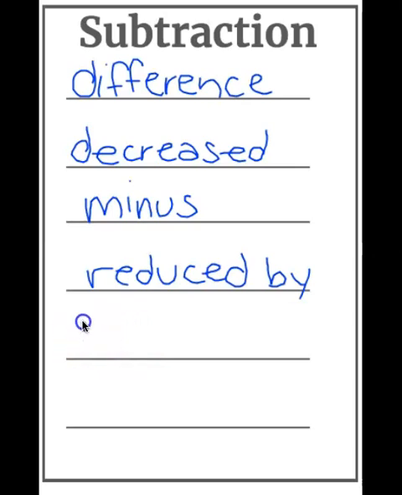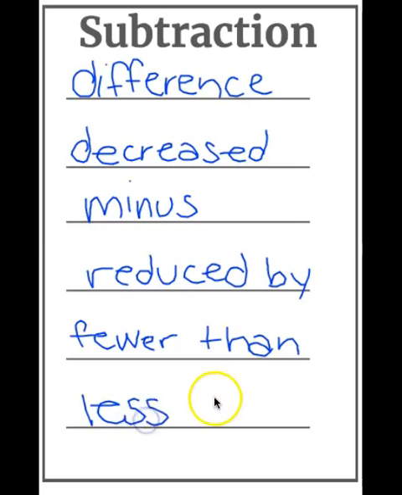We might also have fewer than or less than. So 7 fewer than 12 would be 5. Less than, 7 less than 12 would be 5. And let's see, what else might we have? Taken away.